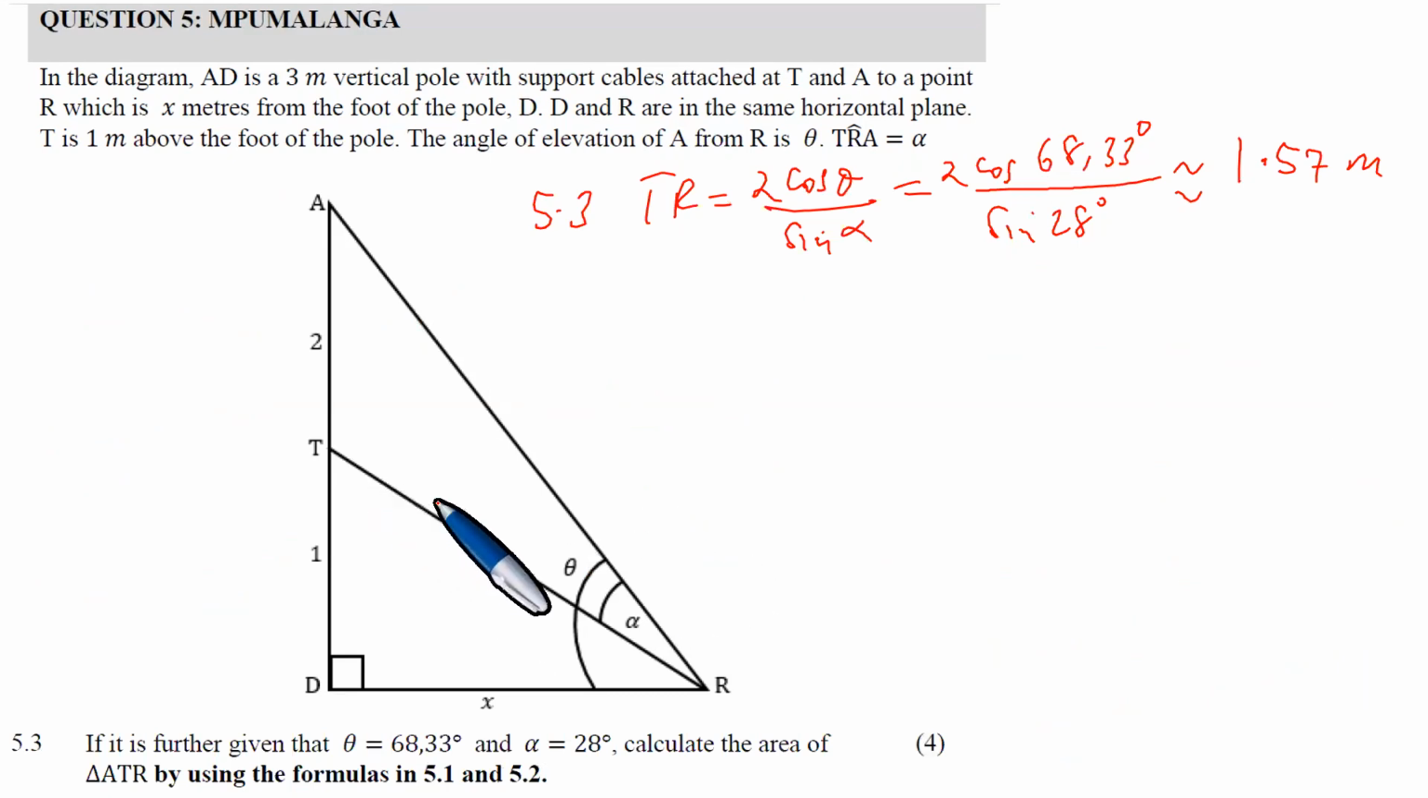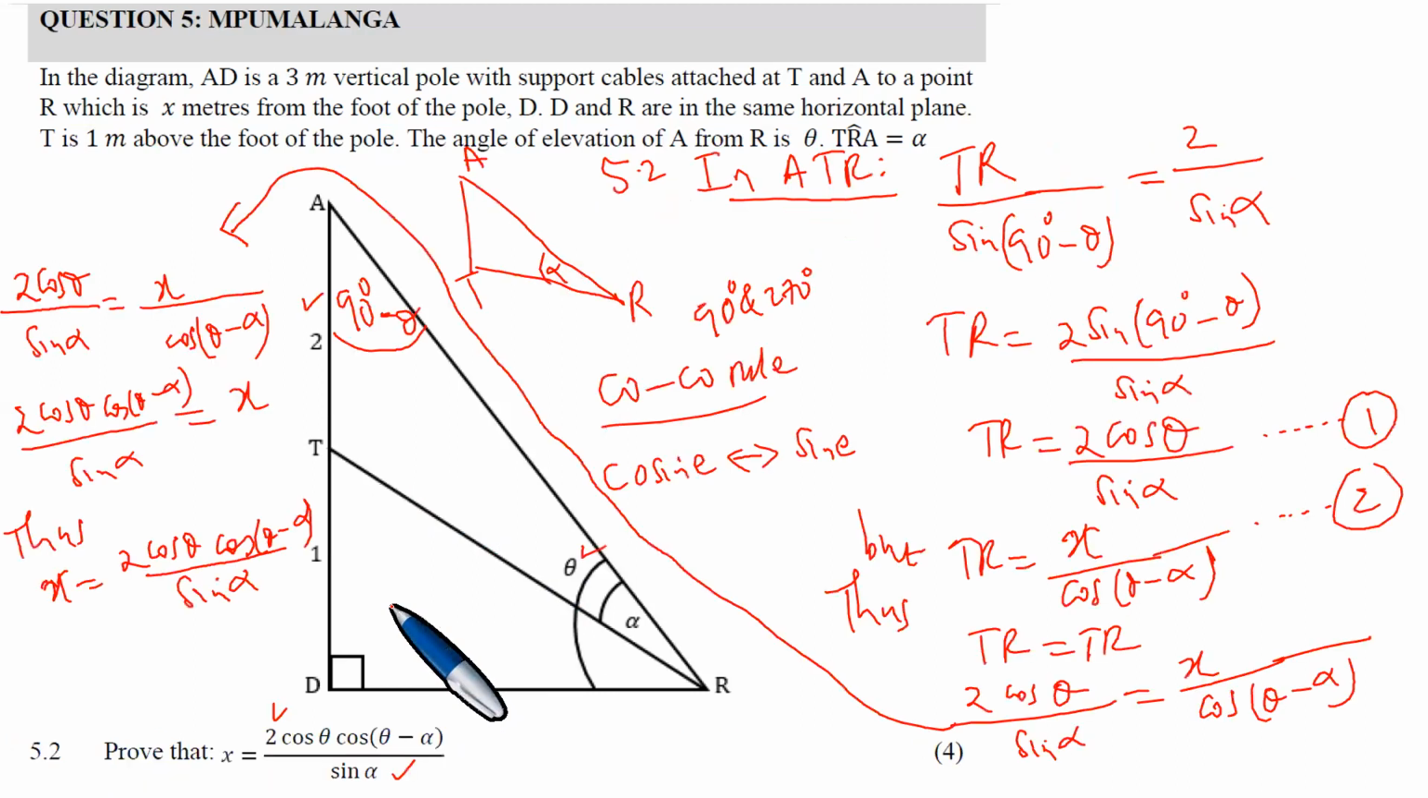It is telling us that TR is 1.57 meters, right? But didn't this formula have another part to it? Let me see. Okay, let's start here. Because we looked at triangle ATR, when you look at triangle ATR, we said that TR over the sine of the angle. Oh, okay, never mind. So I see it.